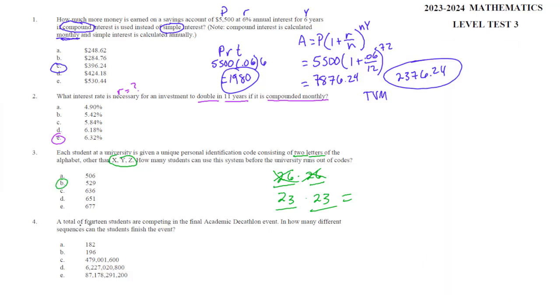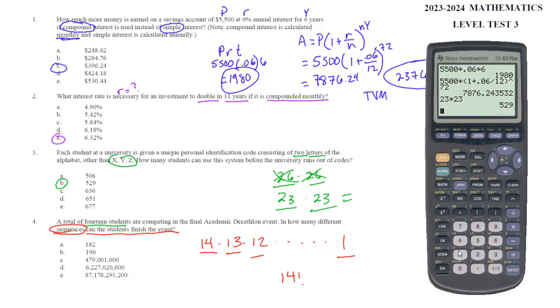Good. Number 4, a total of 14 students. So we're dealing with 14 students there, and they're competing in the event. In how many different sequences? This is arrangements or passwords. So this would be a permutation, but you're using all 14. So it's just 14 could take first place, 13 could take second place, 12 could take the next one, and so all the way down to 1. That's just 14 factorial.